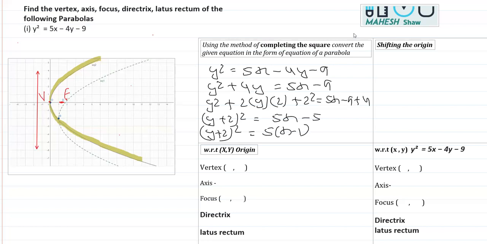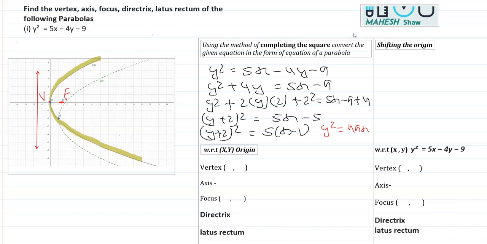Further, I can take y plus 2 whole square, and taking 5 as common, we get 5 times x minus 1. Now in the next part, first we will see the general equation of this kind of parabola, which is y square is equal to 4ax. Clearly, y is positive and negative, and x is positive. So this is the general form. Now, once we did completing the square and obtained the equation of this parabola, the next thing that we are going to do is some substitution for shifting the origin.